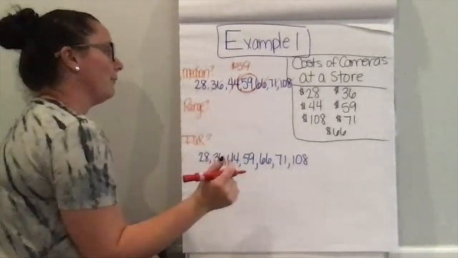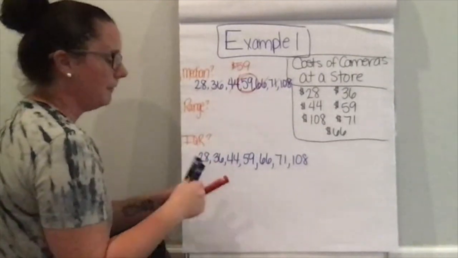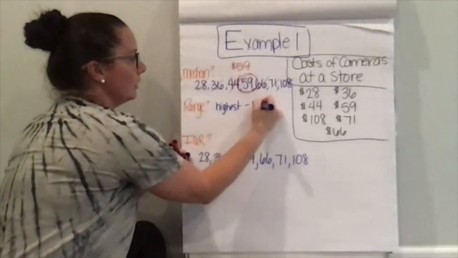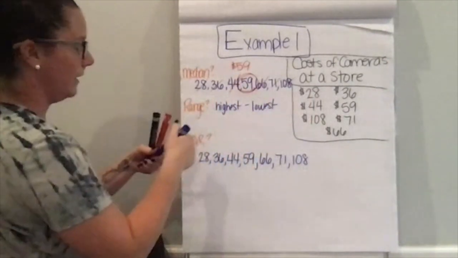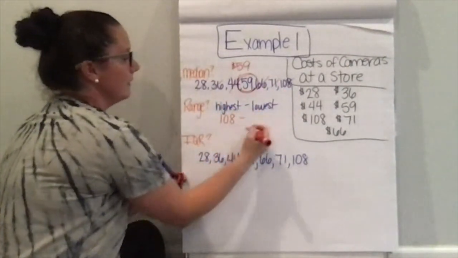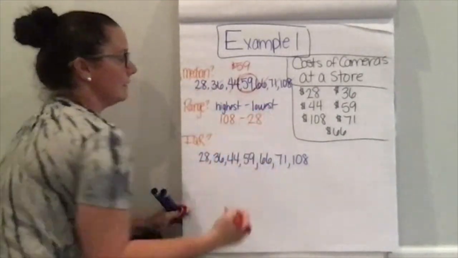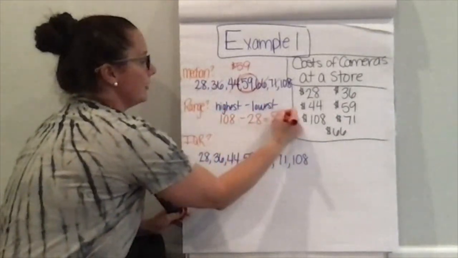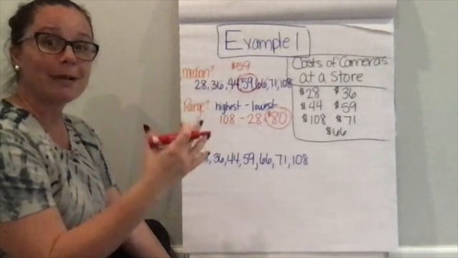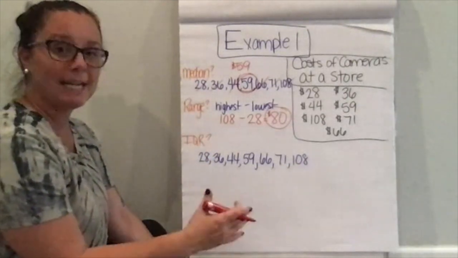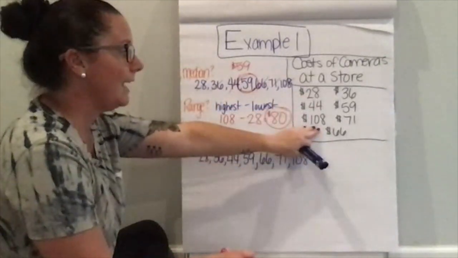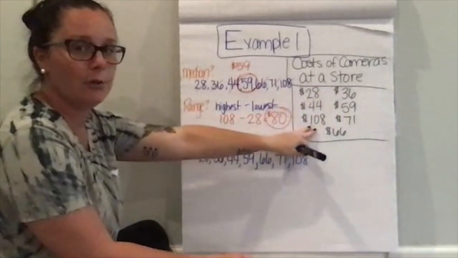Okay. Now I have range. When we're doing range, if you remember from sixth grade, range is just the highest minus the lowest amount. So in our given cost of our cameras, we have the highest amount of 108 and our lowest amount of 28 to find that our range is 80. And so what does that mean to us? That means the range of the costs of these cameras, they range by a difference of $80. From the lowest cost camera to the highest cost camera is $80 all the way in between.